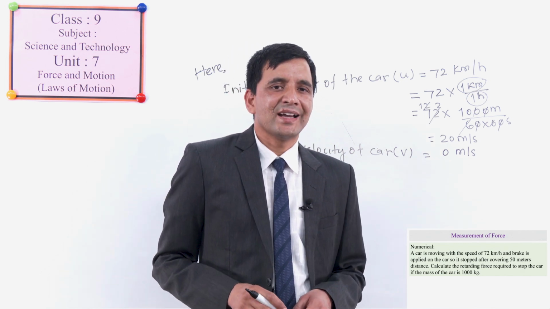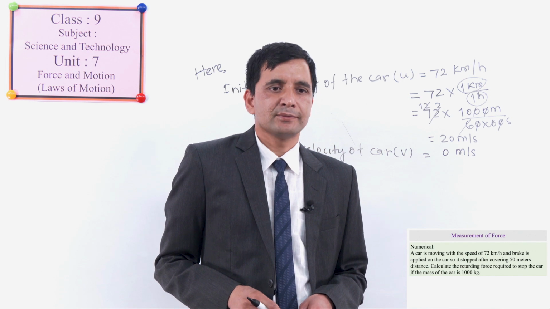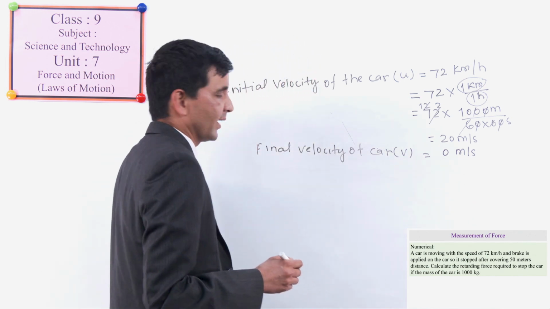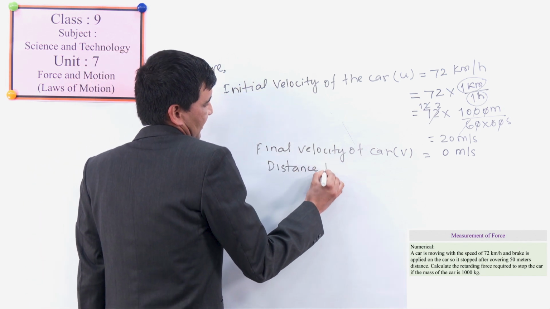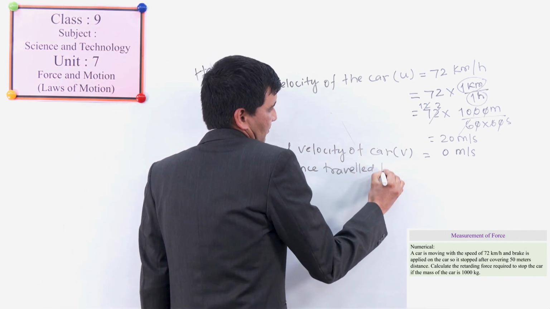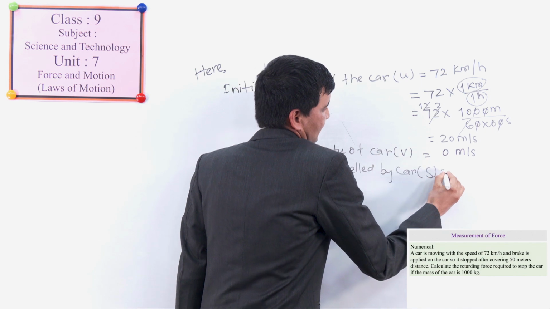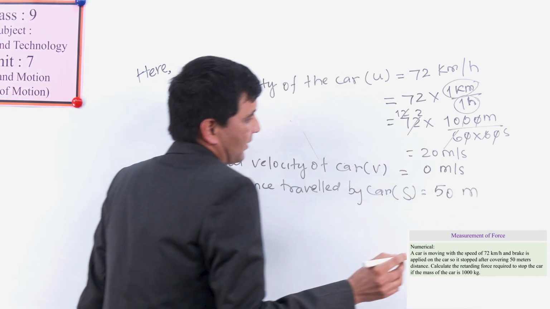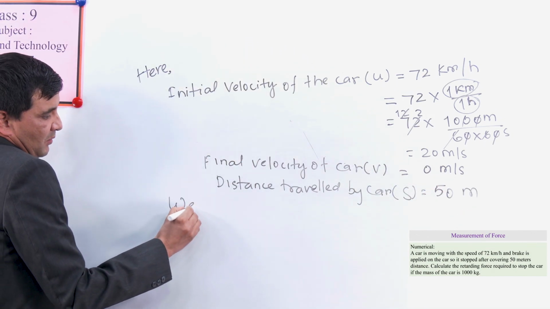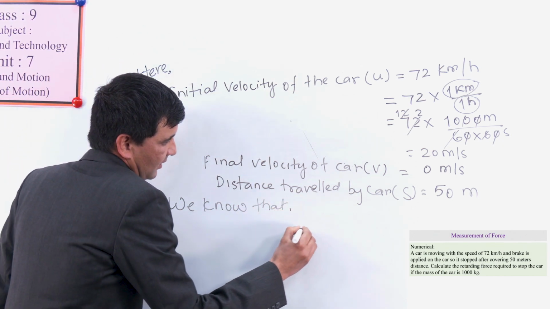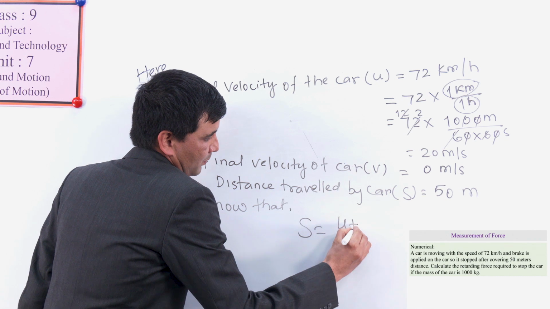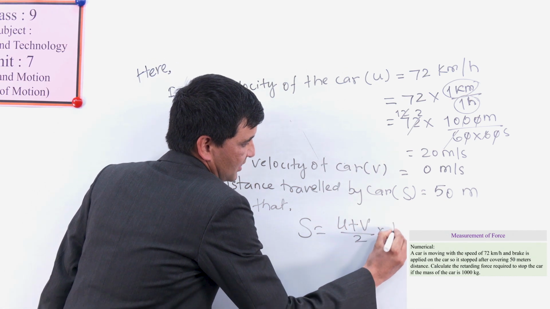You should understand that if anybody stopped, then its velocity becomes 0. Now, what is the distance traveled by car? Distance traveled by car S is equal to 50 meter. Now, from the equation of motion, we know that S is equal to (u plus v) by 2 into t.